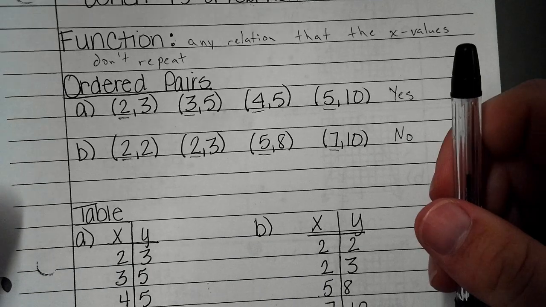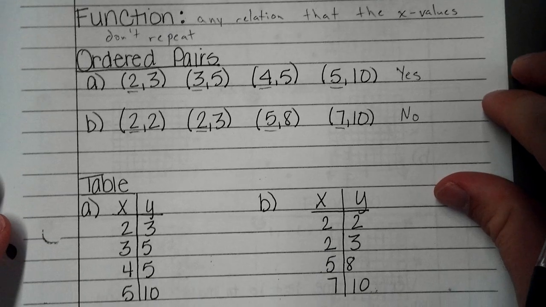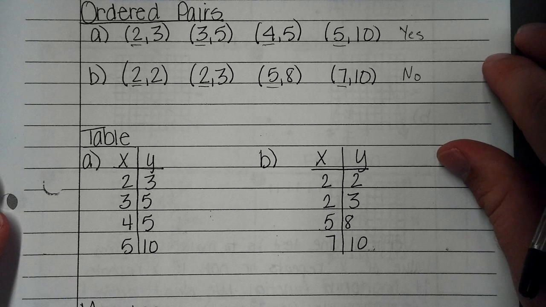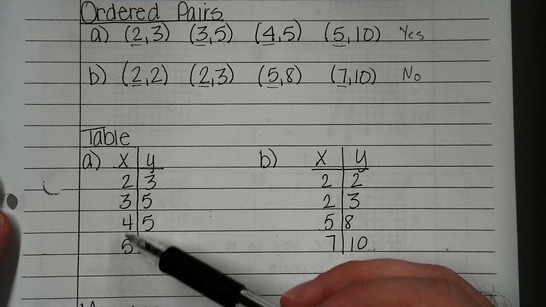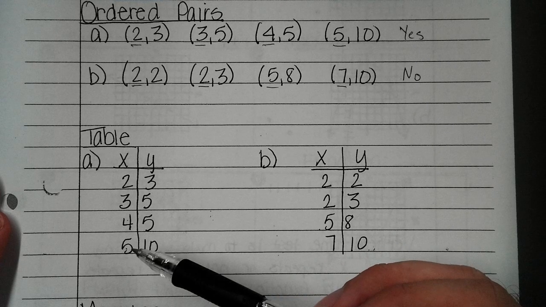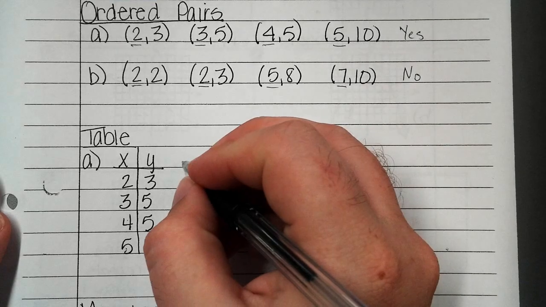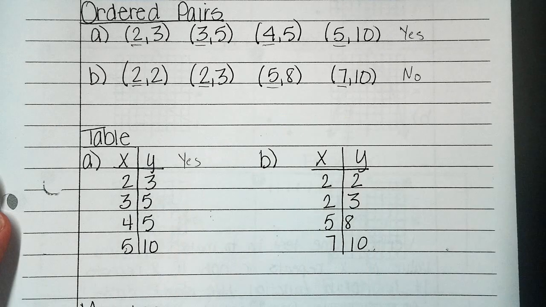When you have a table, remember, a table is just ordered pairs in a list form. So let's look at the table on the left. I've got my x values 2, 3, 4, and 5. Did any repeat? No, since they did not repeat, this is a function.